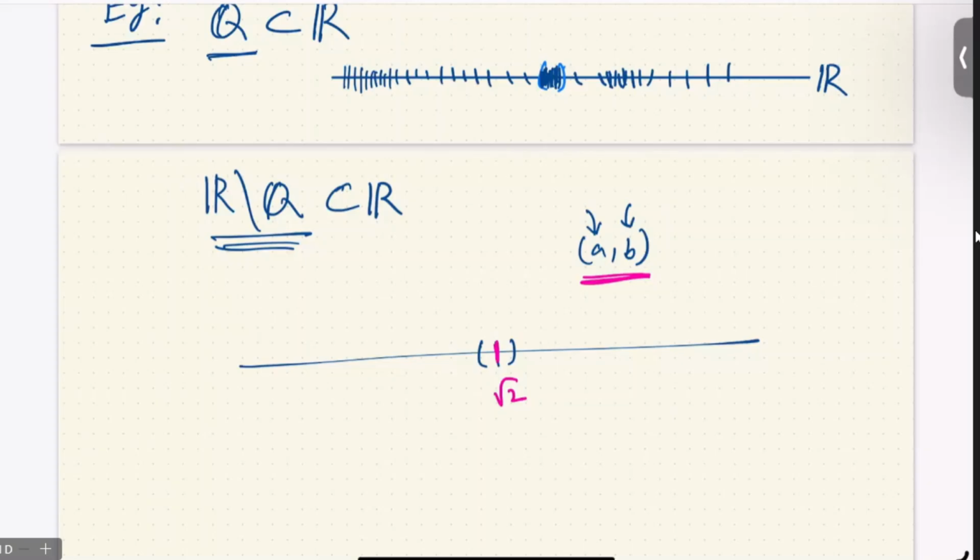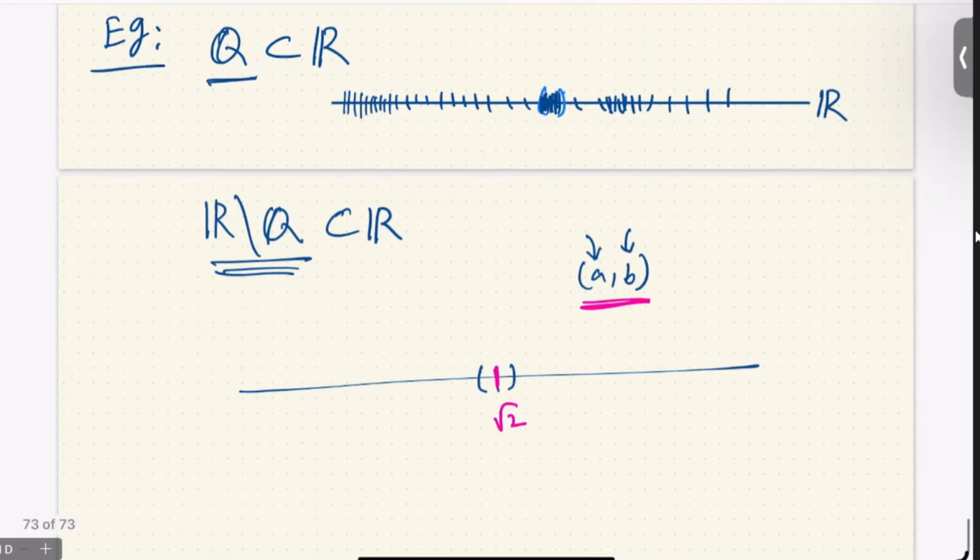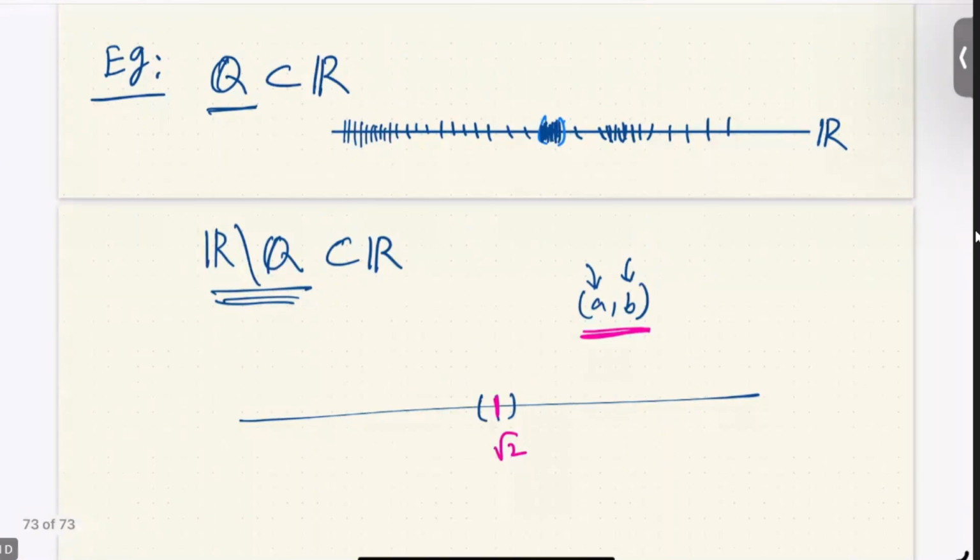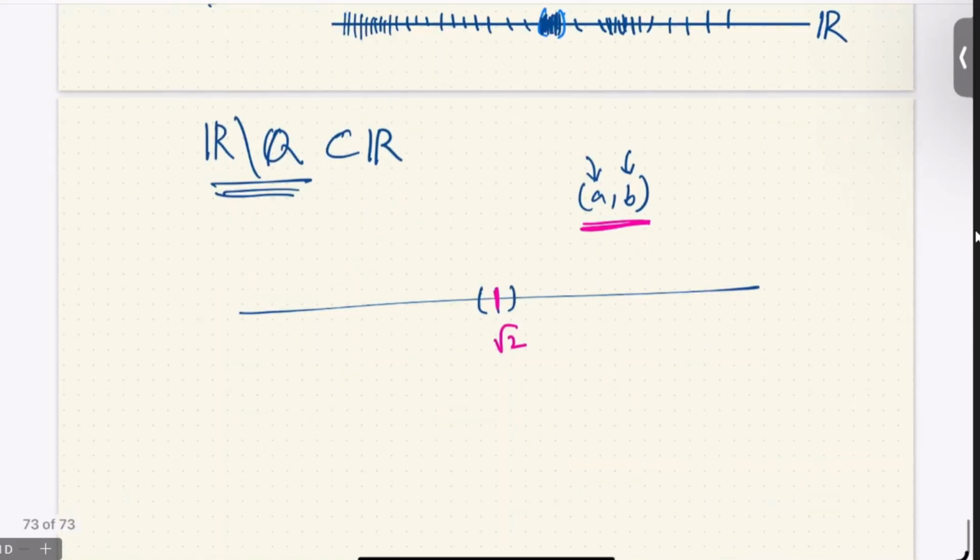This is such a fundamental thing. Q and R minus Q are so tightly packed in R that you don't find any holes. There are no holes at all in the real numbers. You can't see a single gap. That is the crazy part here. There is not even a small pinch of a hole. That is what denseness says.